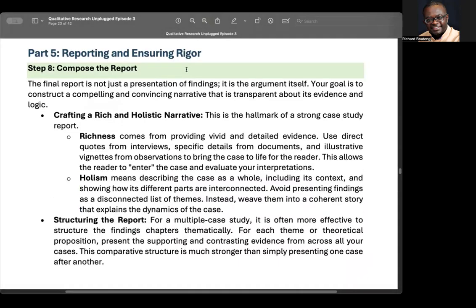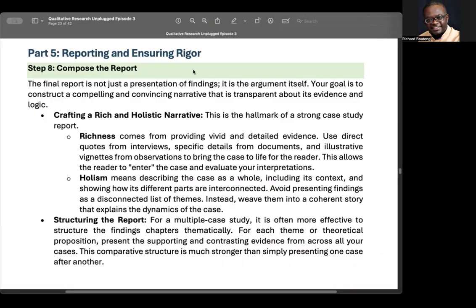That's exactly right. The final report is where you construct your argument, weaving together your theoretical framework, your evidence, and your interpretation into a coherent and persuasive whole. Transparency about your evidence and your analytical logic is key. And the guide talks about crafting a rich and holistic narrative. What does that mean in practice?